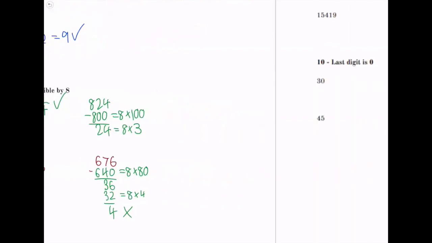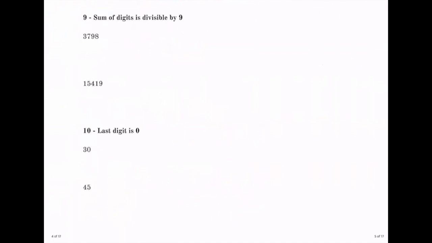Let's move on. And 9 is very similar to 3. For 9, all you have to do is see if the sum of the digits is divisible by 9. So for 3798, for example, we do 3 plus 7 plus 9 plus 8. You can just add it up, you get 27, right? And the first way is you can say, okay, 27, yes, it's divisible by 9. It's 9 times 3, in fact.